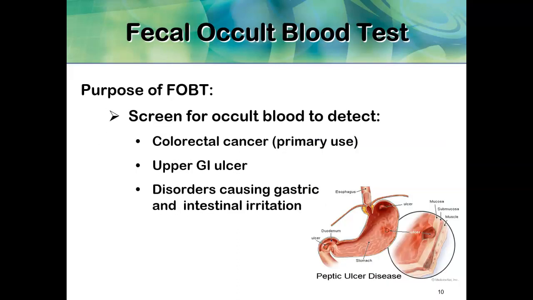The reason we're doing the fecal occult blood testing again is to screen for and either rule out or find occult or hidden blood. Colorectal cancer screening is the primary reason that we utilize this, but it can also be used to help in diagnosing and determining if a patient has upper GI ulcerization, ulcers, or any kind of disorders or diseases that cause irritation within the stomach and intestinal tract.